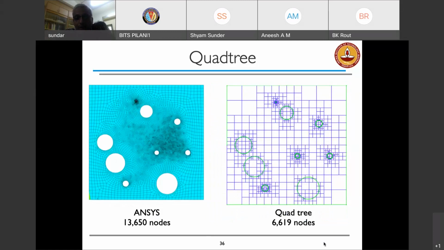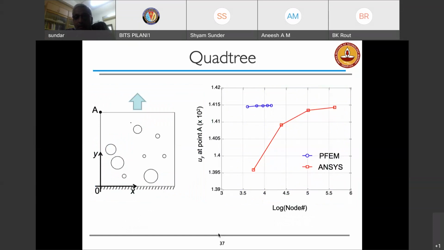So now if I look at the number of nodes here, if I do a pre-mesh in ANSYS, I get 13,000. And with this quadtree decomposition, I end up getting roughly around 6,000, which is roughly half the nodes. So half the nodes, half the number of equations, which implies it takes hopefully half the time to solve the same problem. So now if I look at the solution-wise, what I'm trying to plot here is the displacement at point A as I refine the mesh. The blue line is from this quadtree decomposition, and the red line is from ANSYS, which uses this arbitrary mesh.